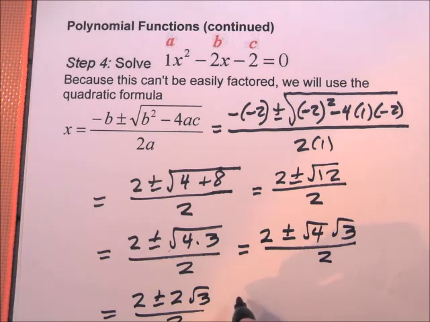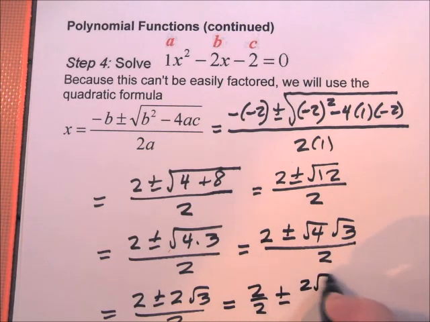Then we can split up the fraction bar, distribute the denominator. So it's 2 over 2 plus or minus 2 root 3 over 2. The 2 divided by 2 is 1. Here the 2's will cancel, so it'll be 1 plus or minus root 3.